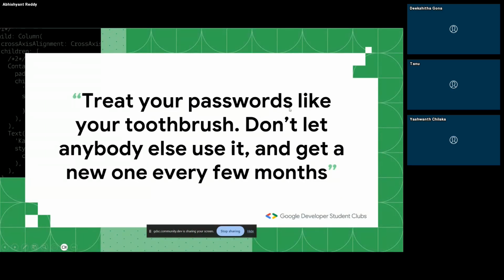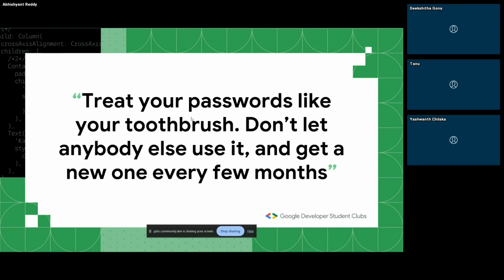You shouldn't share your passwords with anyone. You shouldn't write it down. It should be with you, and you should be changing it every few months, or in some interval of time.